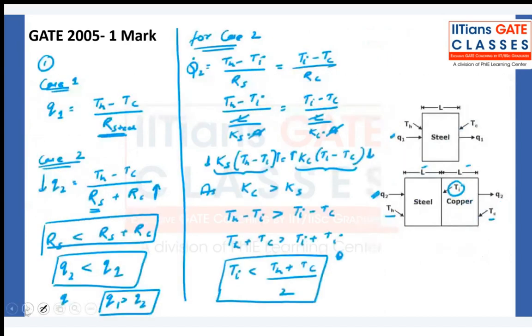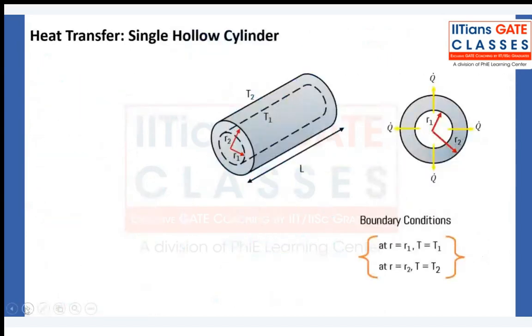Now let us come to the case of the hollow cylinder. Now we have come to the cylinder. Look, it is hollow. Inside it is hollow. And at radius R1, the temperature is T1, and at radius R2, the temperature is T2.